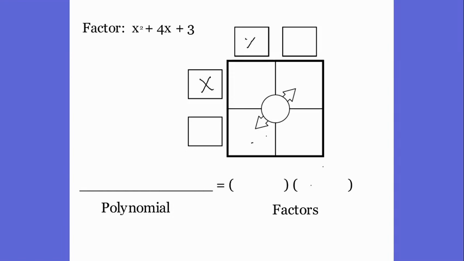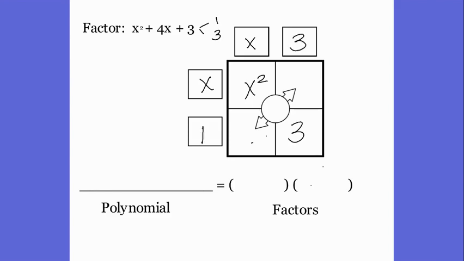So I know that in here I've got to get x and x to get my x squared. And down here this one needs to be 3. But now I need some combination of numbers that when added together, these two here, I get 4x. And to find those combinations of numbers, we need to find factors of 3. Thankfully, that's easy for us. It's 1 and 3.